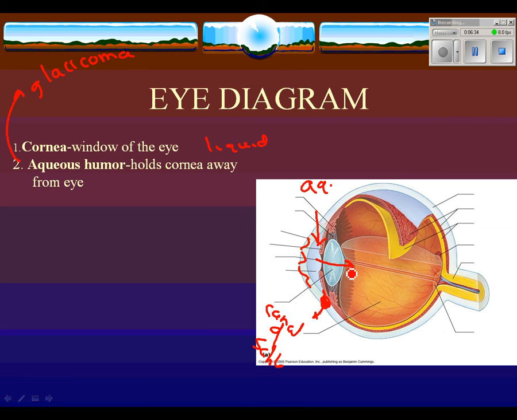Because what's eventually going to happen is it's going to put pressure back here on the retina, and vision will be lost. So when you go to the eye doctor, they do these tests, if you've been there, where they blow air into your eye. And that's a glaucoma test. They're testing the pressure in your eye from the aqueous humor.